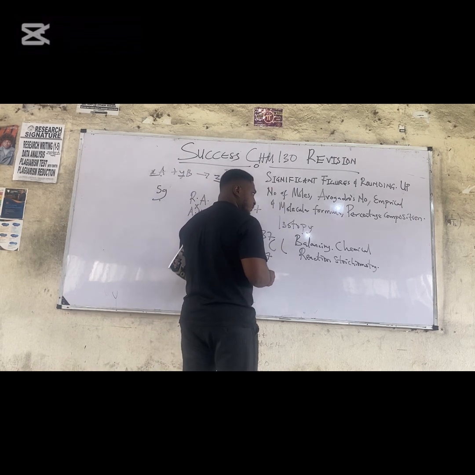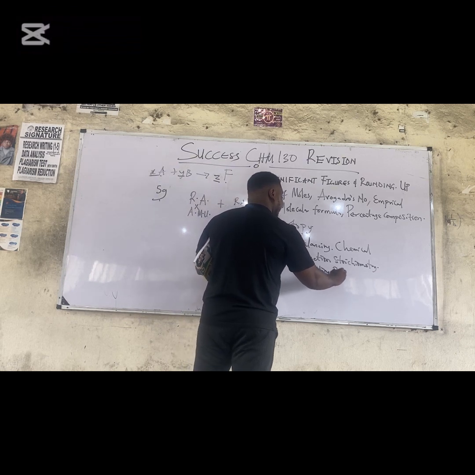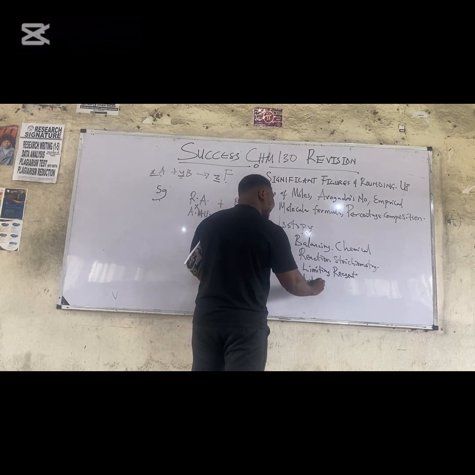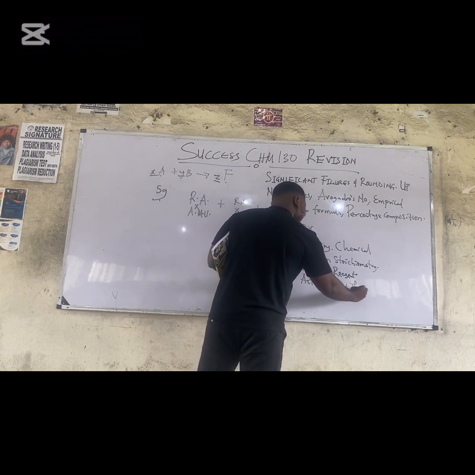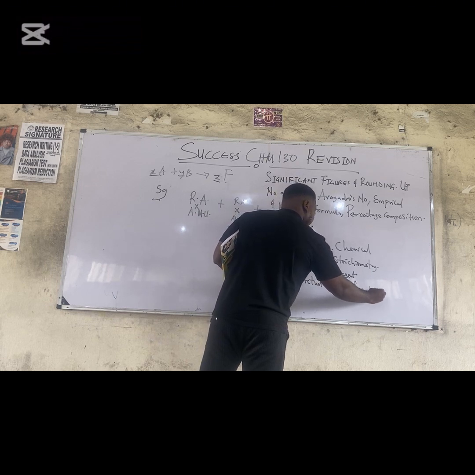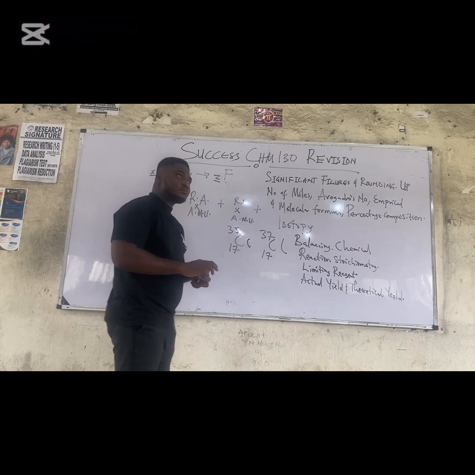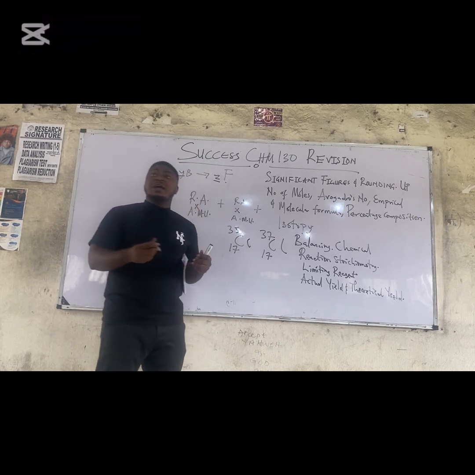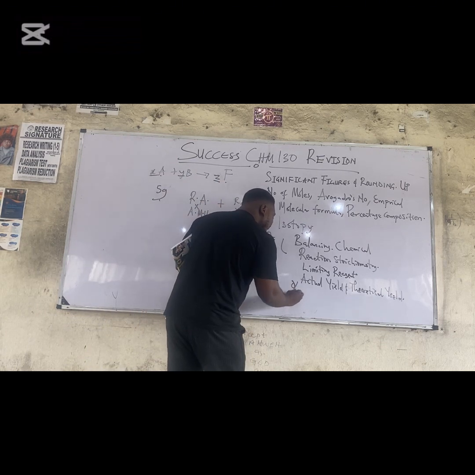Class, of course, limiting reagents, how to determine limiting reagents, and the concept of actual and theoretical yield. How to determine the actual yield of a chemical reaction, how to determine the theoretical yield of a chemical reaction, and then you can use that to calculate the percentage.